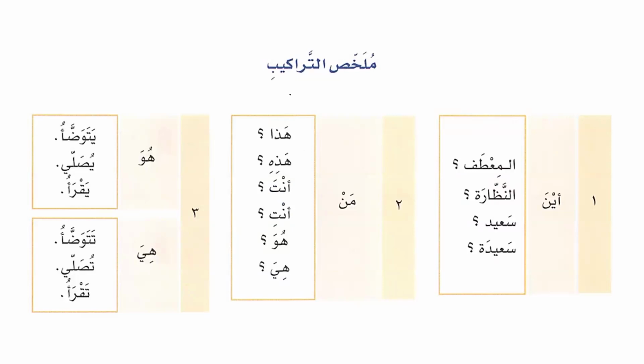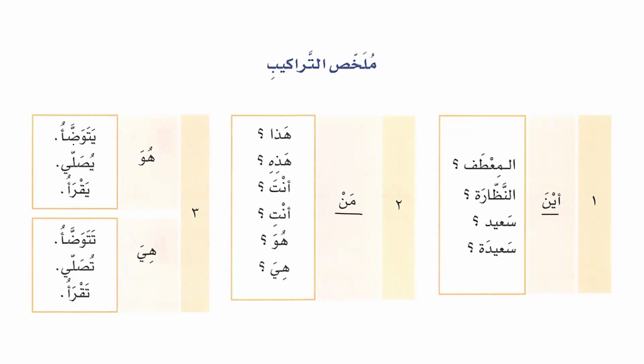ملخص التراكيب, and this is the most important thing over here. This is basically a summary of the grammatical concepts. So first of all, we have learned about aina, and aina is used to ask a question. For example, aina al-maytafu, aina al-nadharatu, aina sa'idun, aina sa'idatu. Man means who: man hadha, man hadhihi, man anta, man anti, man huwa, and man hiya. And we have learned these already in lesson number 1.